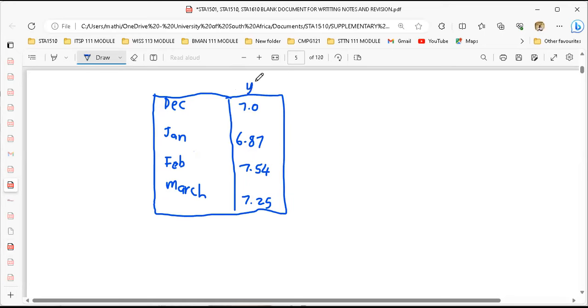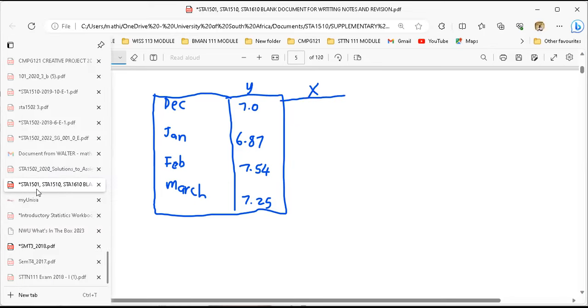This one is always the value of y. We need to find the value of x. Let's go and check our question.